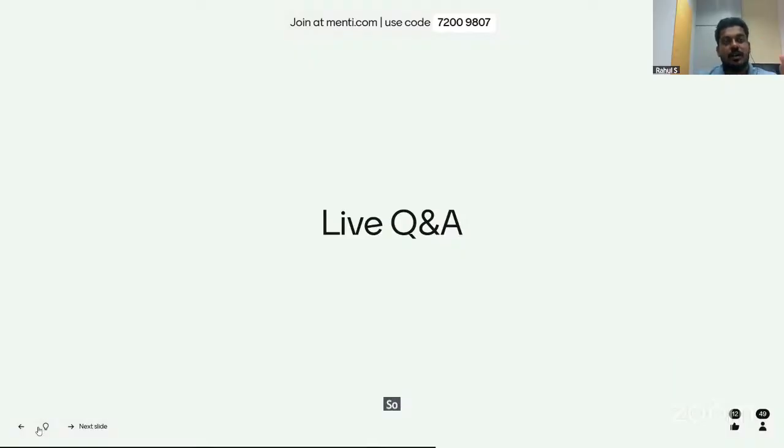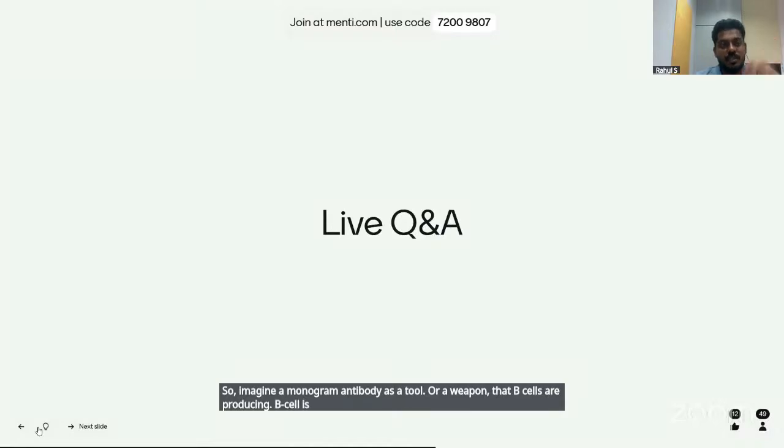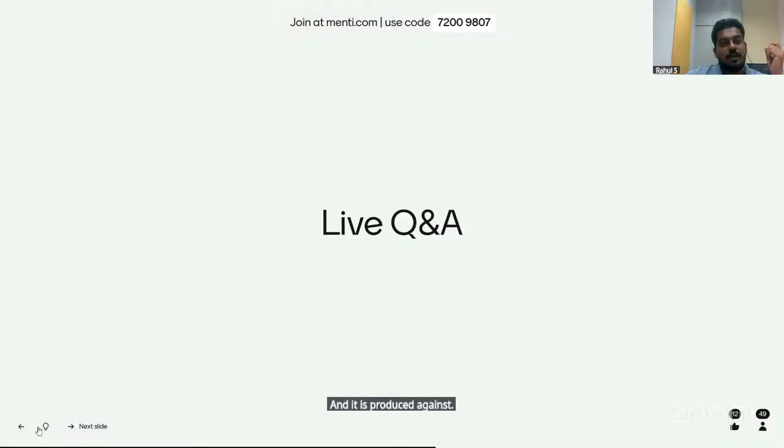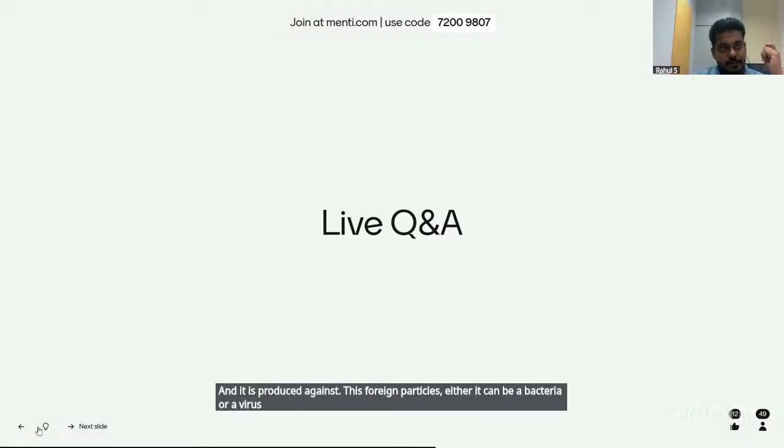So imagine the monoclonal antibody as a tool or weapon that B cells are producing. B cells are one of the immune cells that we have, and they are produced against these foreign particles, either a bacteria or a virus, anything.